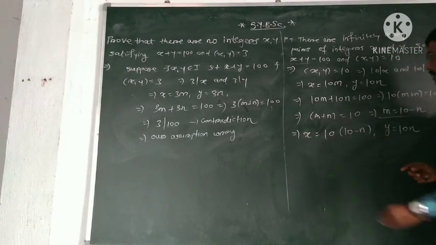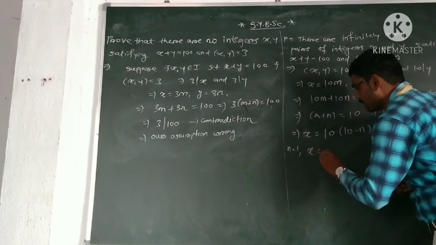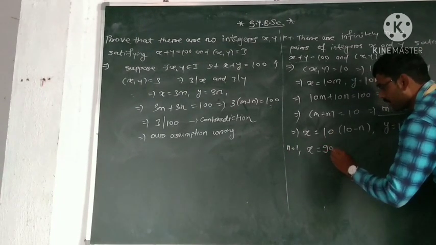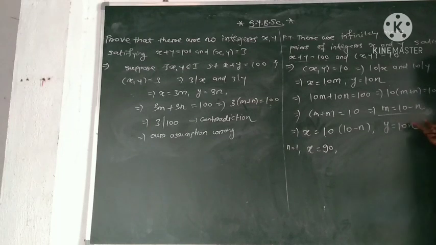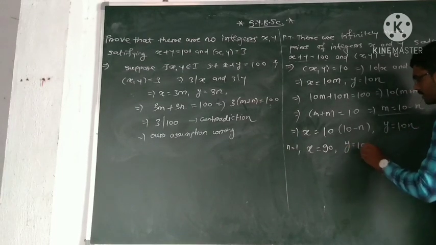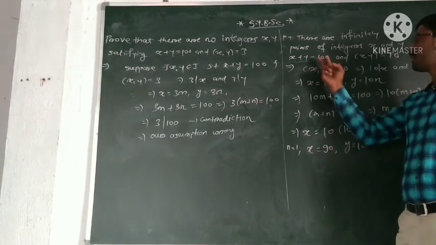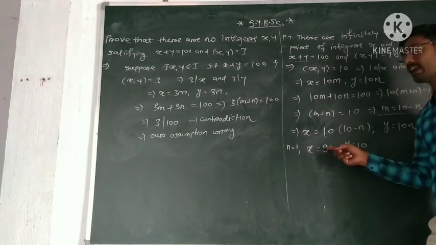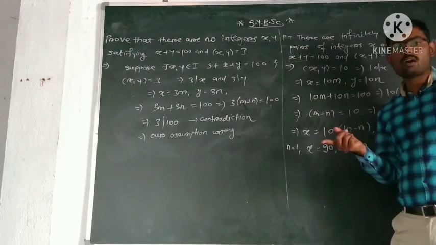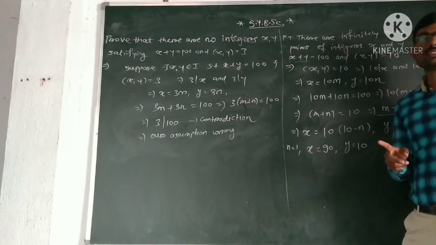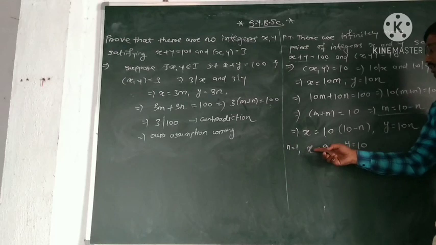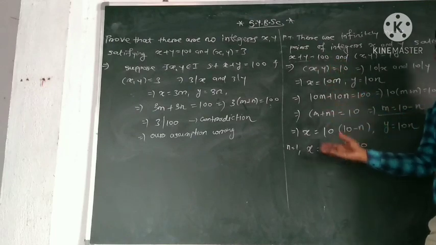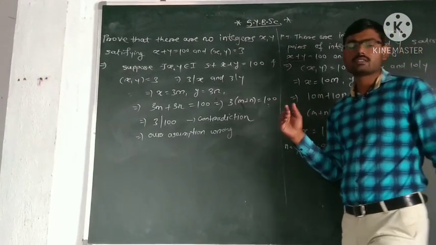For example, put n is equal to 1. Then x will be equal to 10 into (10 minus 1). 10 minus 1 is 9, 9 into 10, 90. So x is equal to 90. Here also put n is equal to 1, so 10 times 1 is 10. So y is equal to 10. Now see, 90 plus 10 is 100. And the GCD of 90 and 10 is equal to 10. 10 is the greatest common divisor of 10 and 90. All the common divisors of 10 and 90 are less than or equal to 10; 10 is the highest common divisor. So we get pairs whose GCD is 10 and sum is 100, and there are infinitely many pairs satisfying this condition.